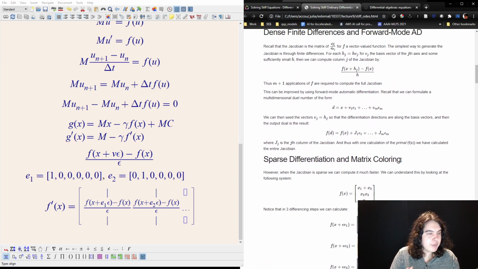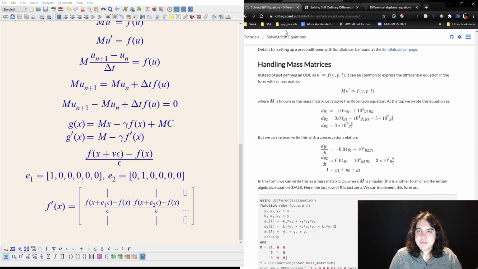Okay, so what's one way to make this efficient? Well, the way to make this efficient is to use sparse differentiation and matrix coloring. So this is a bit of an odd topic, but it's a really fun one because graph theory comes in, right? Matrix coloring actually comes from this graph theory problem of coloring graphs. And the reason why we want to look at sparse Jacobians is because most Jacobians are sparse.